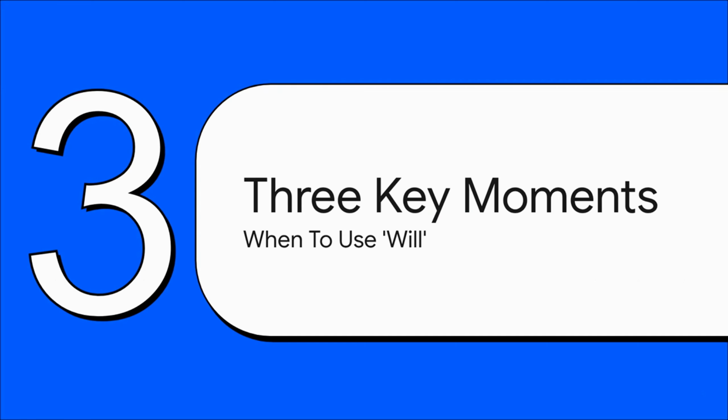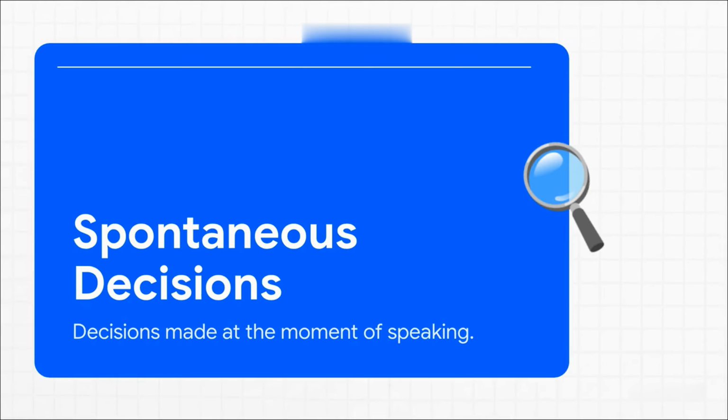All right, so now that we know how to build it, let's get into section 3, the when. When do you actually use it? I've got 3 key moments for you. Okay, use case number 1, for those on-the-spot, spontaneous decisions. This is crucial. We're not talking about a plan you made ages ago. This is for a choice you're making right now, in the moment.